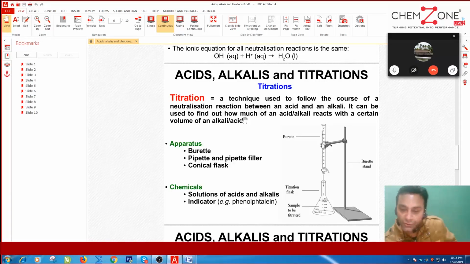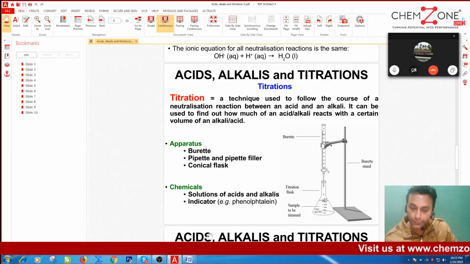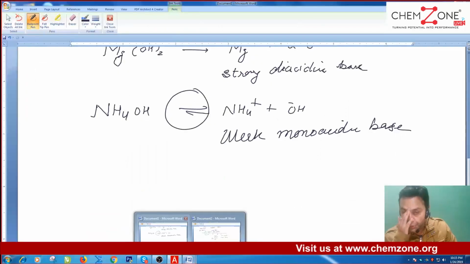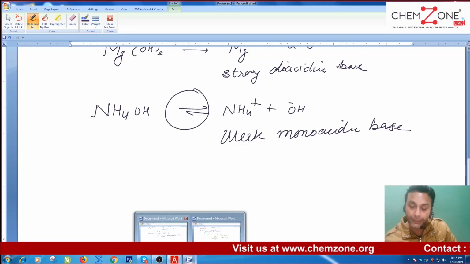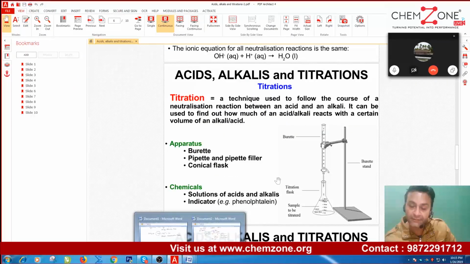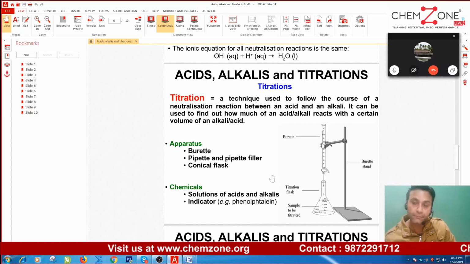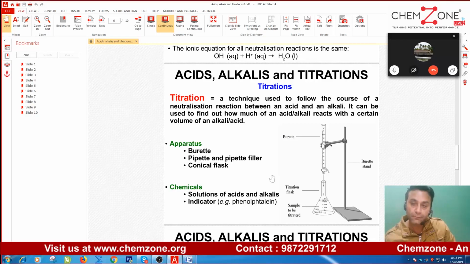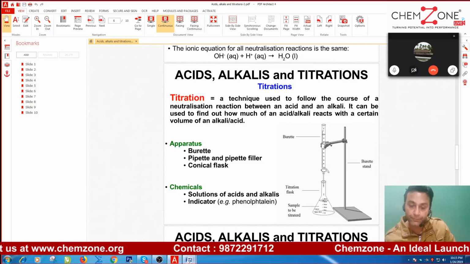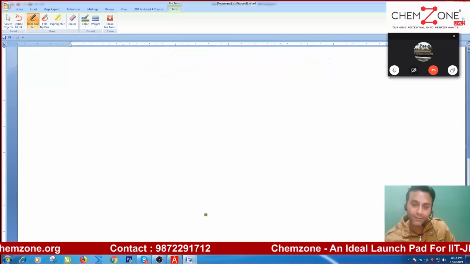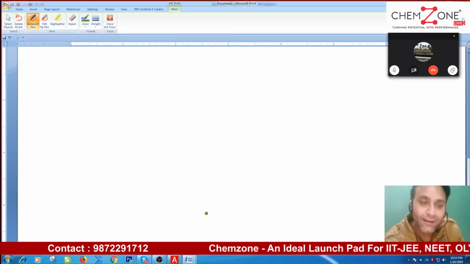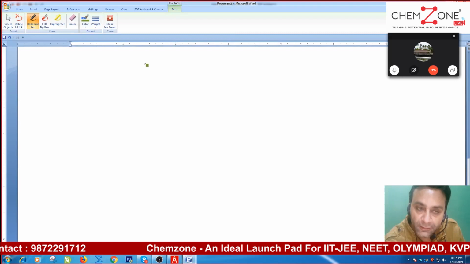Yeah. So do you know what this apparatus is known as? This long tube. The burette. Yeah. And then the conical flask. Right. So how do you put acid or base in a conical flask? By which apparatus? What do you mean? There's an instrument like this.